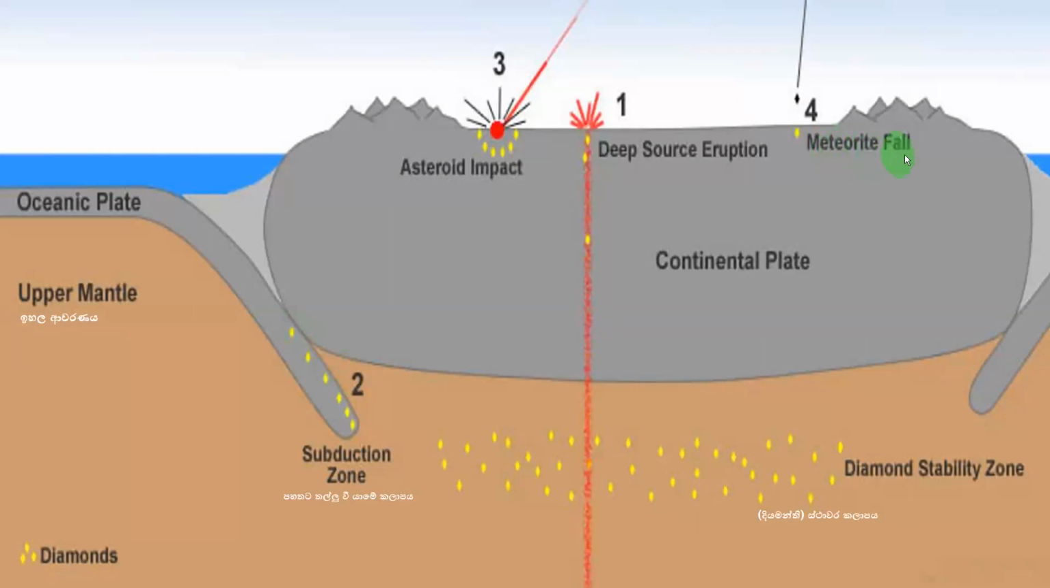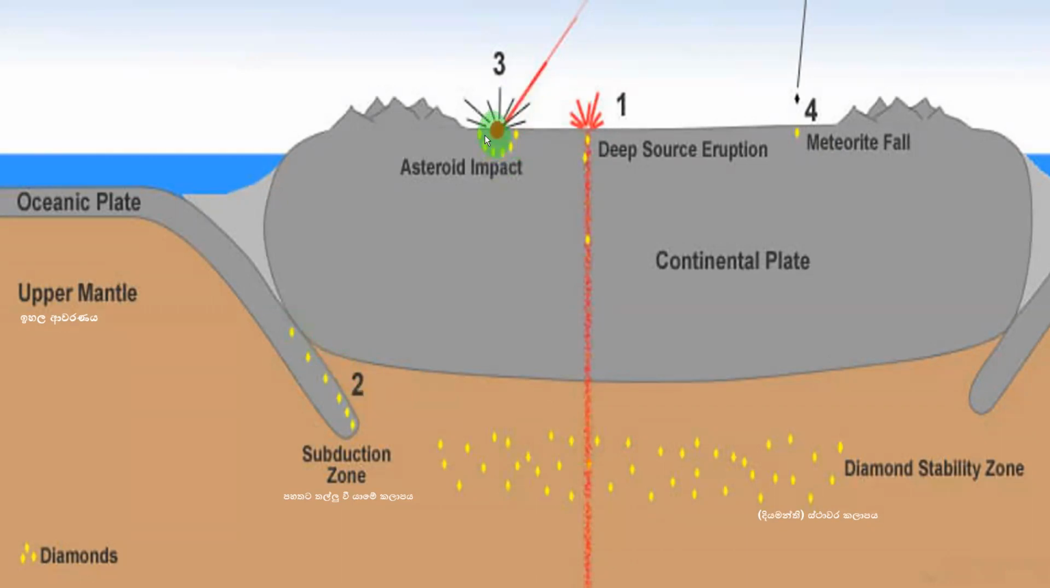That is meteorite fall. It's here. At night, you can see it falling like stars coming to the earth. So it creates diamonds. Now you can remember there are 4 methods. One is deep source eruption, volcanic eruption. It brings the diamonds from bottom to top. The next one is oceanic plate and continental plate. When the plates move together, there is a big power here. So it creates diamond. It is number 2.